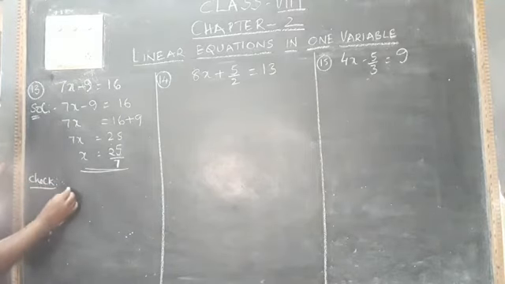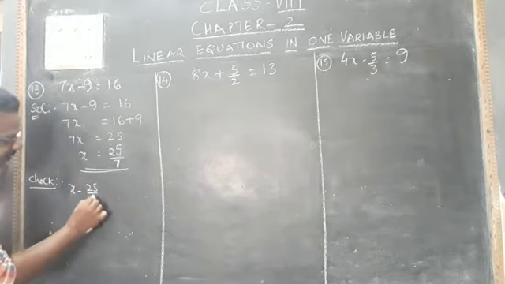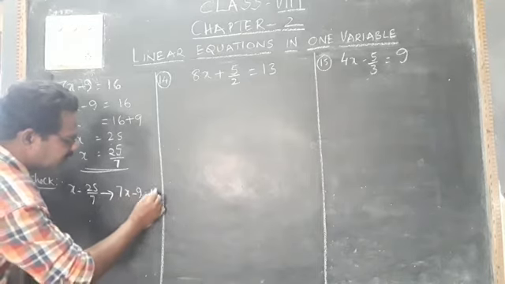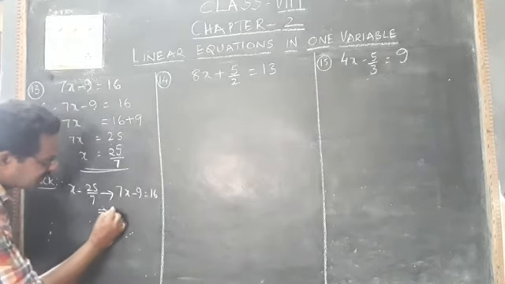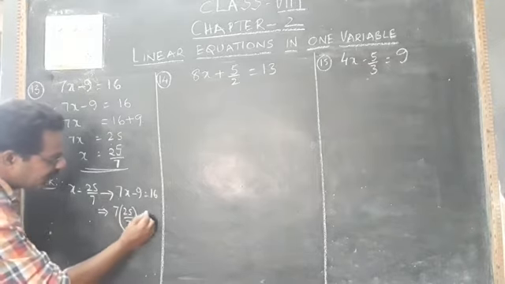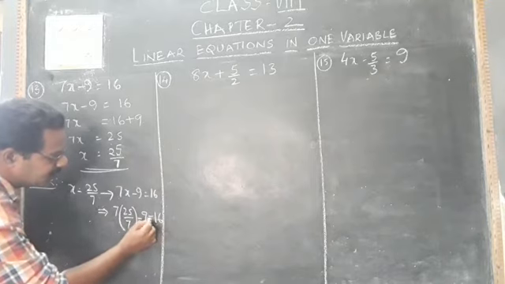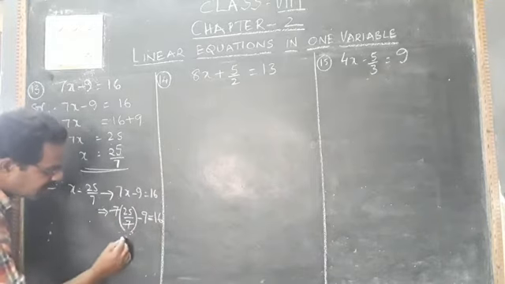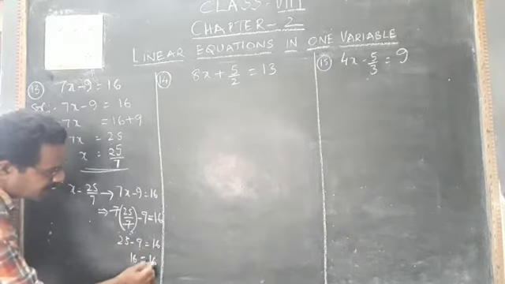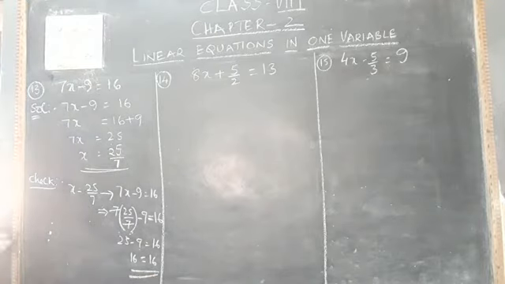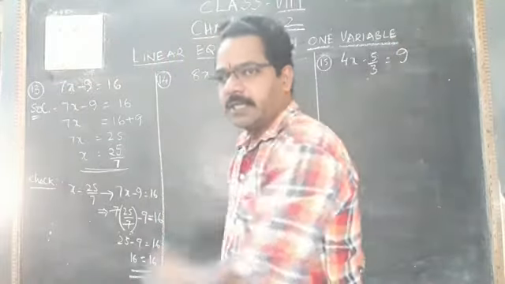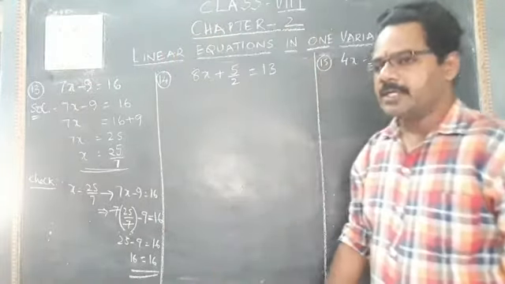For this x is equal to 25 by 7, we have to substitute in the 7x minus 9 is equal to 16. Means 7 into 25 by 7 minus 9 is equal to 16. 7 and 7 can be cancelled. 25 minus 9 is equal to 16. Means 16 is equal to 16. Left hand side is equal to right hand side. Okay, so we solved the 13th sum. Now we shall go for the 14th sum.